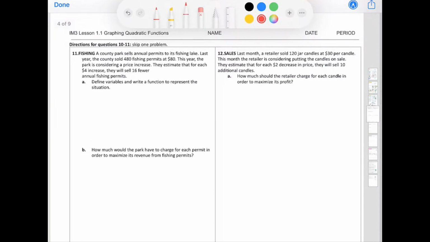Okay, a county park sells annual permits to its fishing lake. Last year, the county sold 480 fishing permits at $80. This year, the park is considering a price increase. They estimate that for each $4 increase, they will sell 16 fewer annual fishing permits. Define the variables and write a function to represent the situation.